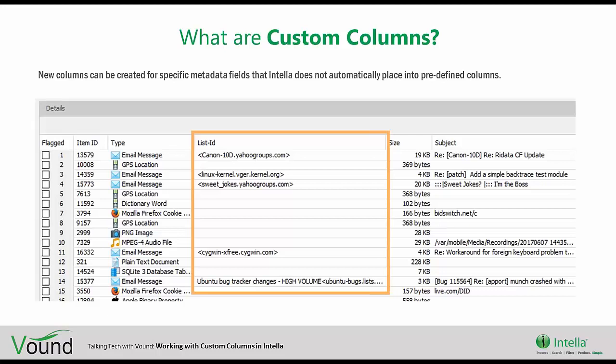In this sample screenshot here, I've created a custom column for the list ID field, which is found in the headers tab for emails. And you can actually see this information now in a column on the screen. So I guess the answer to the initial question, what is a custom column? A custom column is basically a new column that you create in Intella in the details table, and that holds the metadata that you want to show.